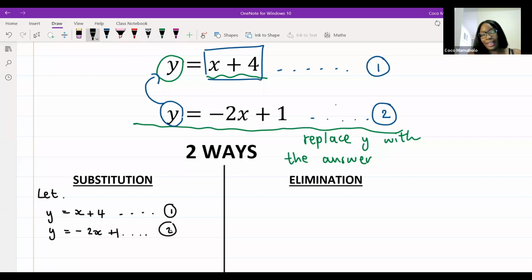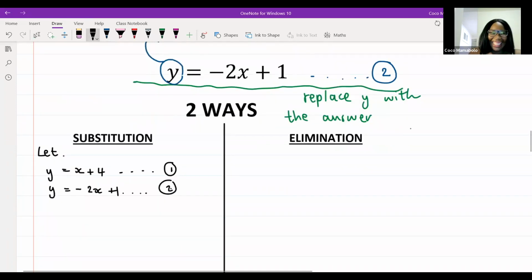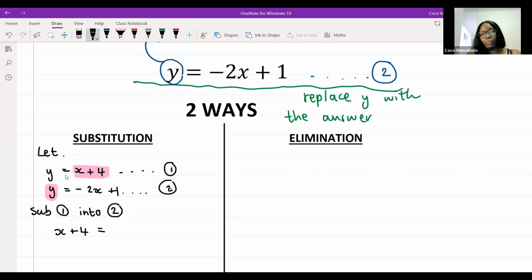Then what I'm going to do next is write sub for substitute: sub equation 1 into equation 2. So I'm going to take this y that I have in equation 2 and replace it with the answer that I have for equation 1. So where I see the y, my y is no longer y. I'm going to write here x plus 4 is equal to negative 2x plus 1.